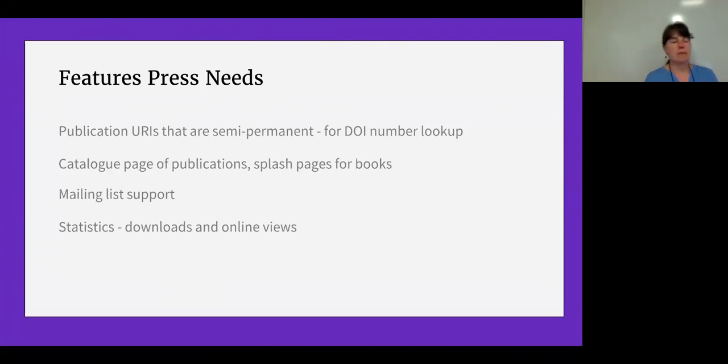And we need a catalog page for the publication so people know what's available on our website, obviously. We need mailing list support so that we can keep track of who's looking at our stuff and just be in contact with them, as well as statistics for downloads and online views. And when I say statistics here, I mean user-facing, so not like our general Google Analytics statistics.